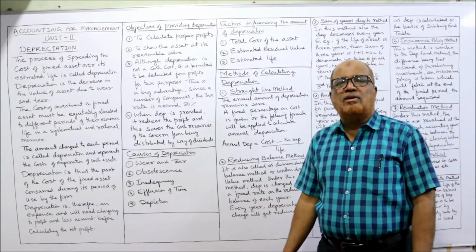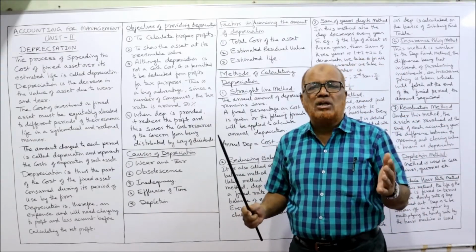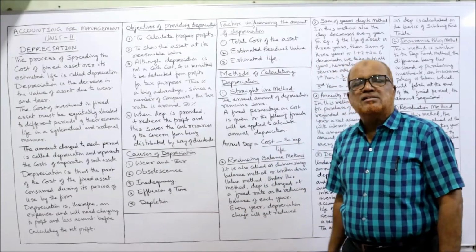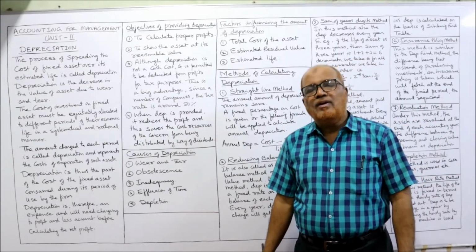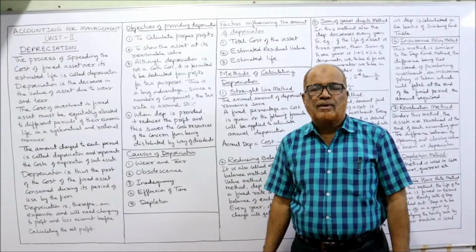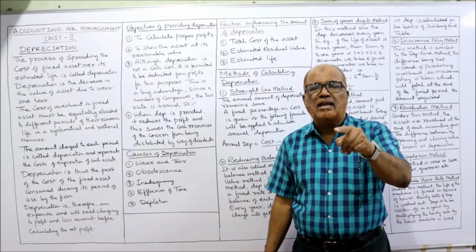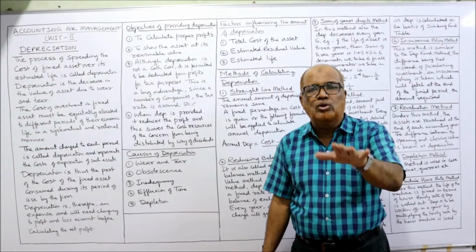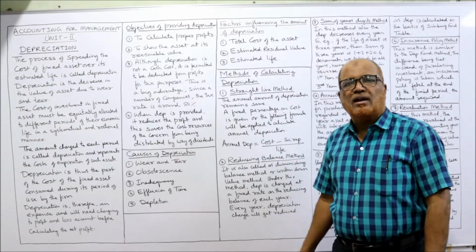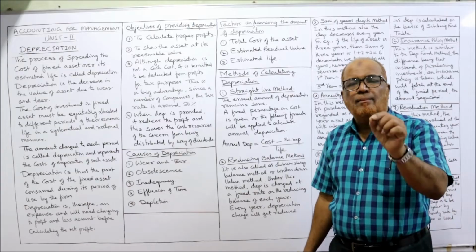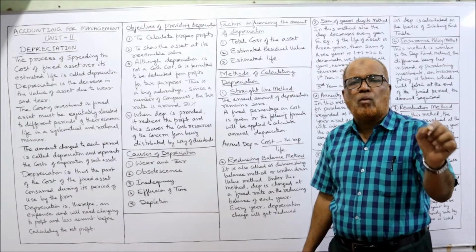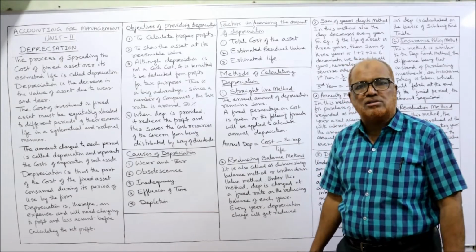Next one, causes of depreciation. Why does depreciation occur? The first reason is wear and tear. Wear and tear means usage. By continuously using the fixed assets, their value will get reduced due to usage. That is called wear and tear. So wear and tear is the main reason for providing depreciation, the main cause.